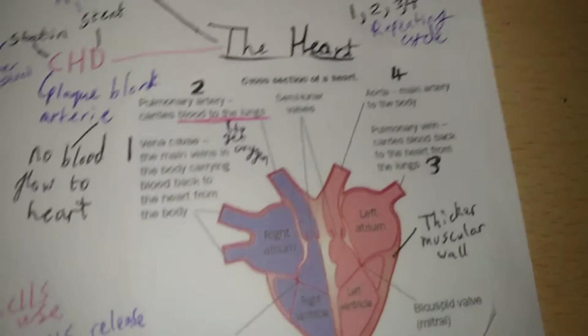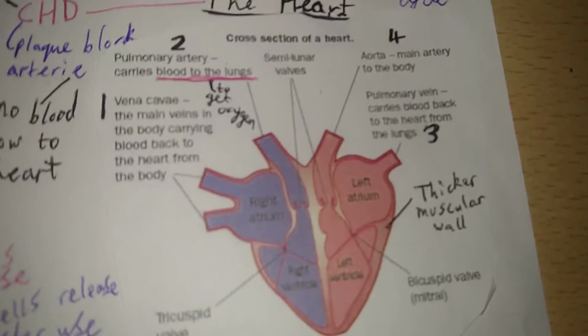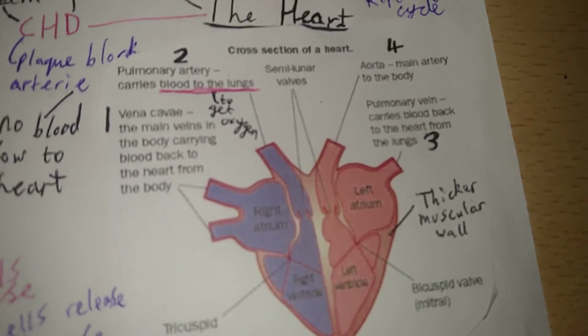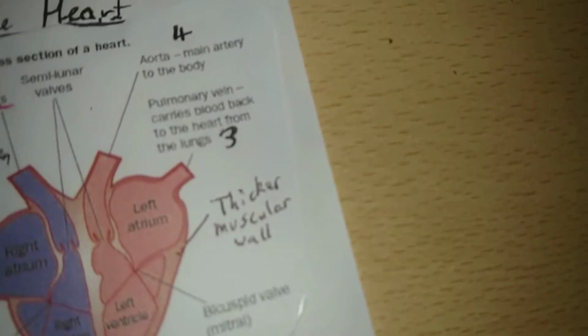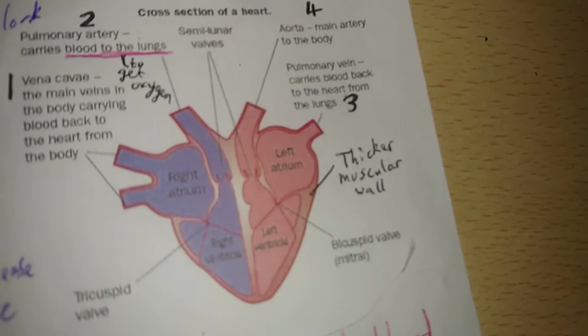So it goes in this order. It starts with the vena cava because it's bringing blood back to the heart once it's been deoxygenated. Then the pulmonary artery, which takes it to the lungs to collect oxygen. Then the pulmonary vein, which brings back the oxygenated blood from the lungs, and then the aorta sends out the oxygenated blood. It's all a repeating cycle.